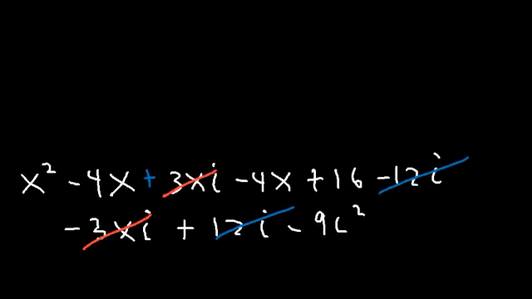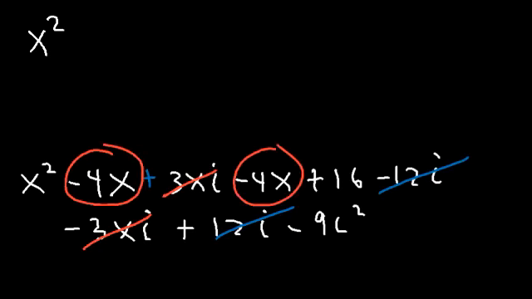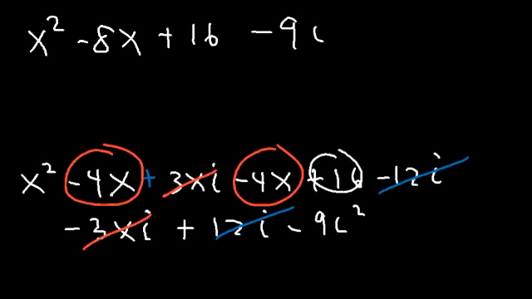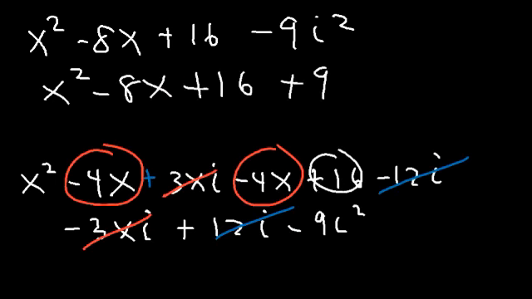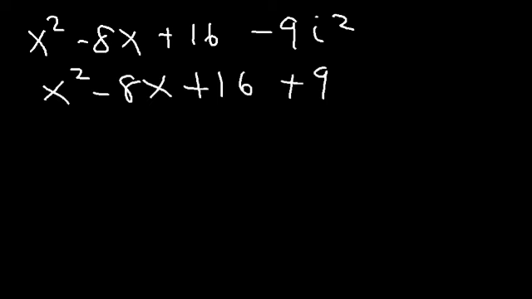So we have x squared, and these two combine to form negative 8x plus 16 minus 9i squared. Negative 9i squared is positive 9, and 16 plus 9 is 25. So this is the quadratic equation, x squared minus 8x plus 25.